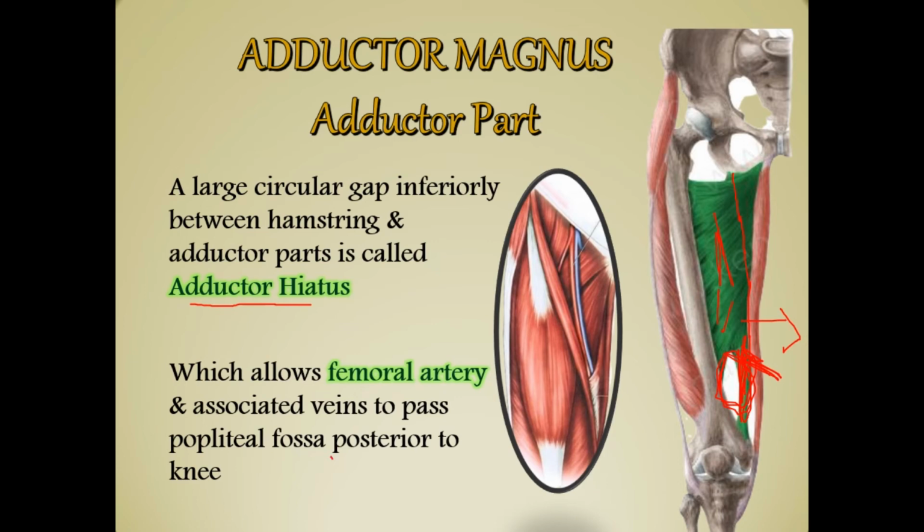So from here, the femoral vessels, like you can see in this picture, on the right side, the smaller one. This is the artery and this is the vein. Both are vessels which pass in front of the adductor magnus muscle through the adductor canal, and then they come out at the inferior end, and from this opening they go posteriorly behind the knee and enter into the posterior compartment of the leg.